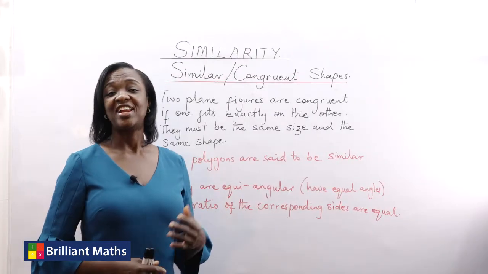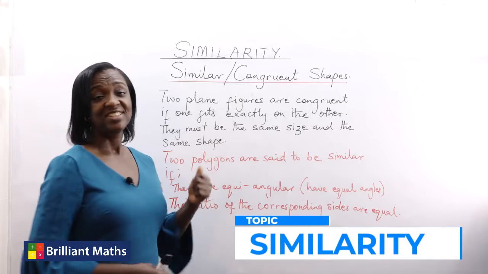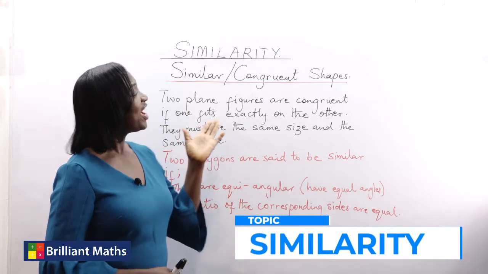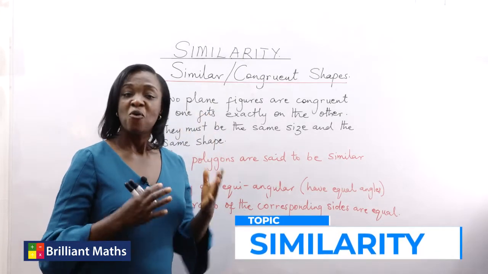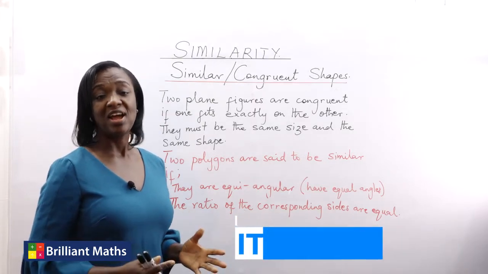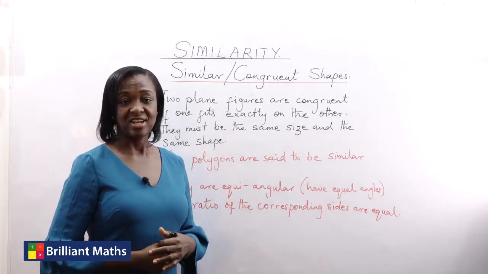We are continuing our lesson on similarities. Today we are looking at similar or congruent shapes. When are two shapes said to be similar, and when are they said to be congruent?